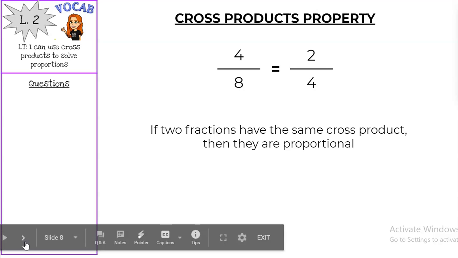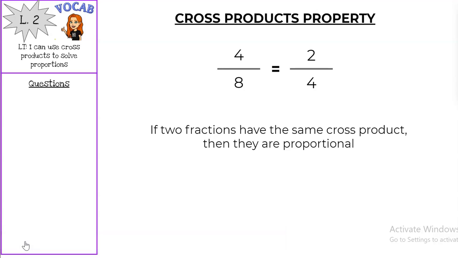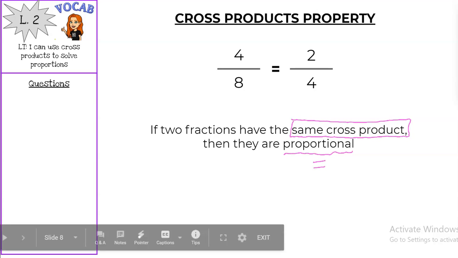So now we have to talk about the cross products property. This is a special property that applies to proportions. As you can see, we have those same 2 fractions right here, 4/8 equals 2/4. So we know that those are equal fractions. A property with these kinds of fractions is, if 2 fractions have the same cross product, then they are proportional. So let's break down what cross product is.